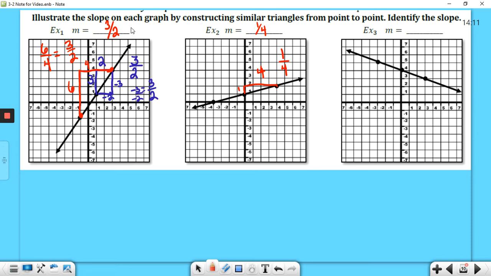Okay, 3/2, it really does equal 1.5. We're not going to change it to a decimal though, but I want to show you for comparison purposes. Notice 1.5 is bigger than 1/4, which is 0.25, and notice how much steeper the line is. So the greater the number, the steeper the line, okay? But in slope, it is okay, and it's actually the desirable way to list your slope, in improper form as a fraction.